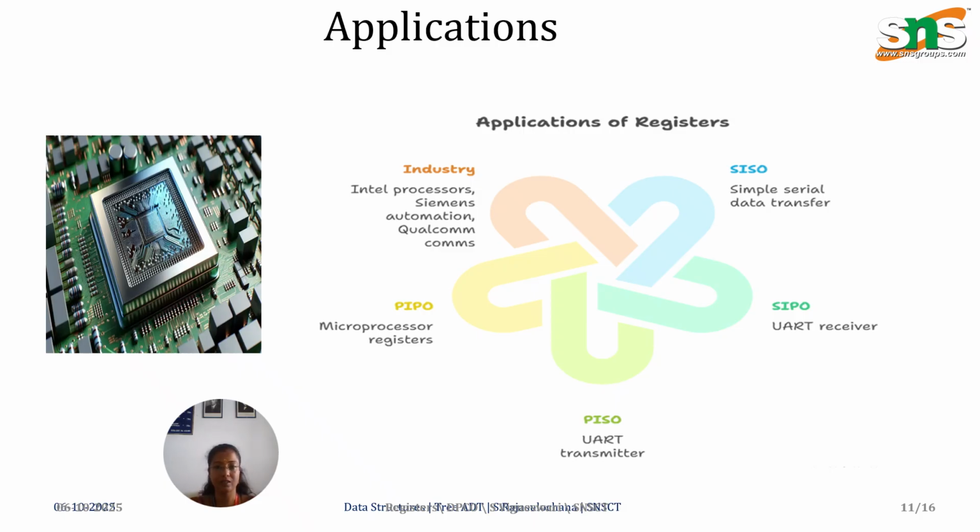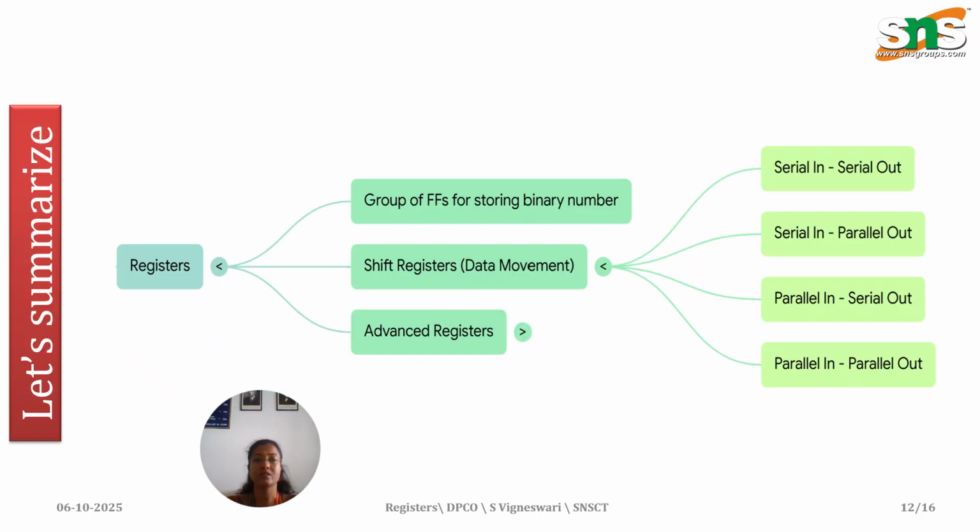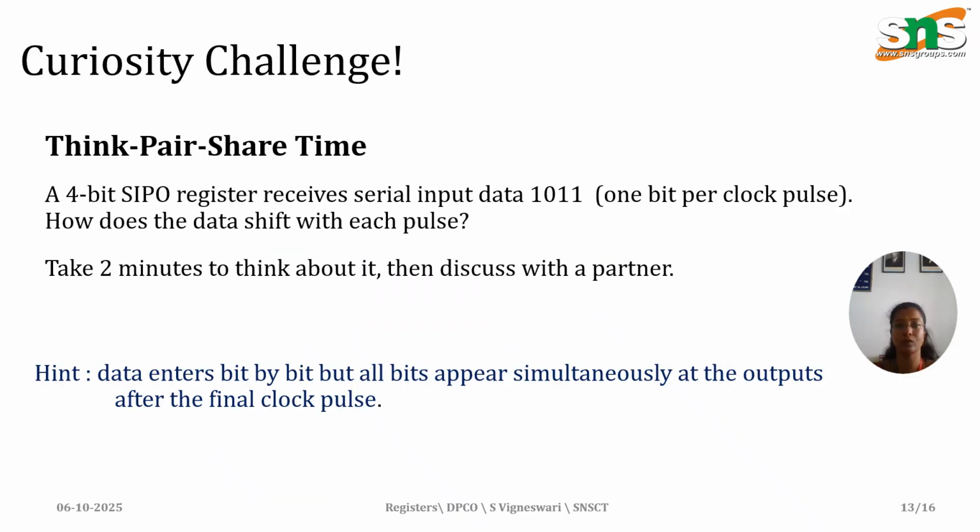These have been used in industrial sectors such as Intel processors, Siemens Automation, Qualcomm, and the communication sectors also. So we have discussed registers. What is a register? It is a group of flip-flops for storing multiple bits, and the types of shift registers are SISO, SIPO, PISO and PIPO.